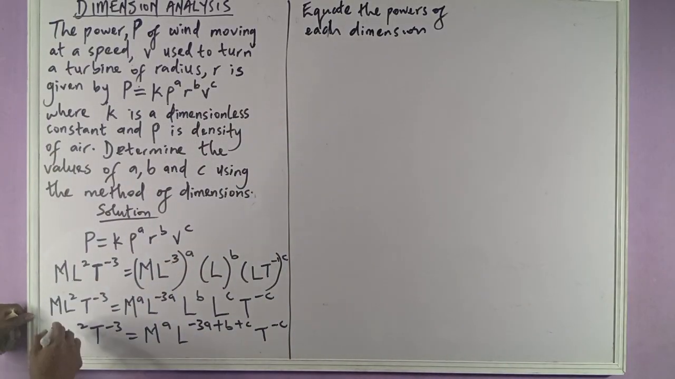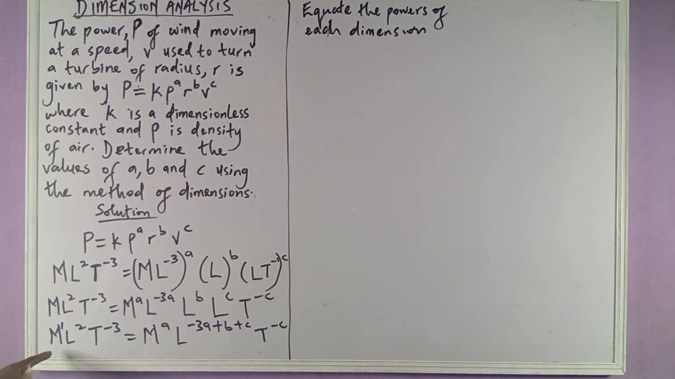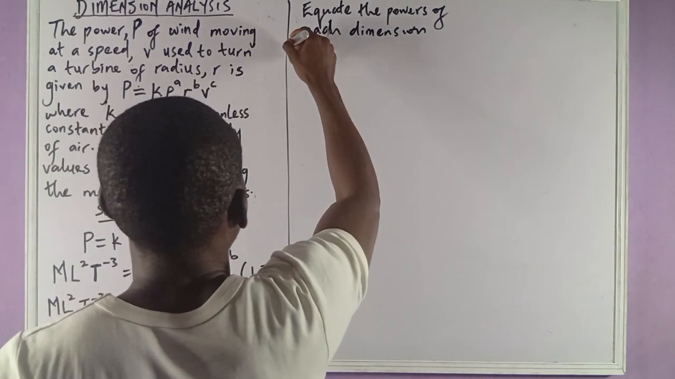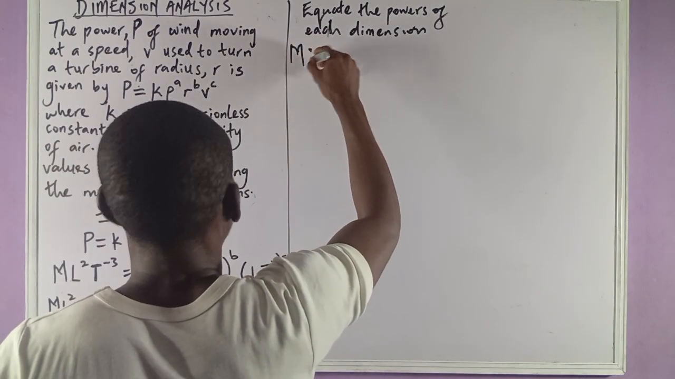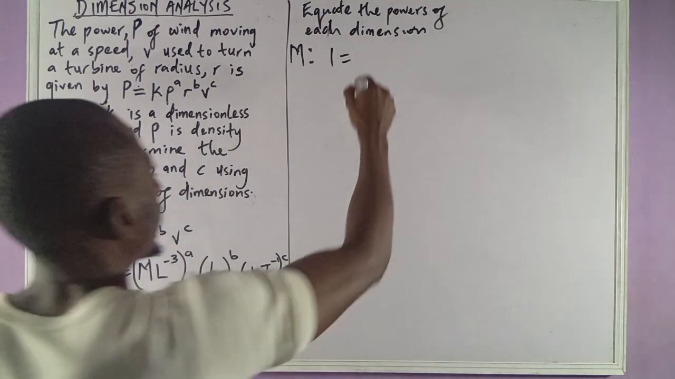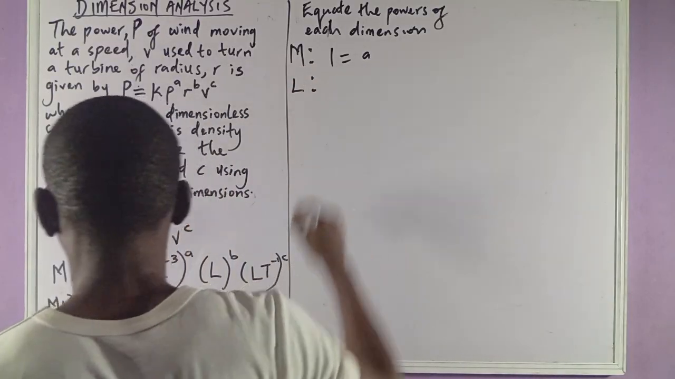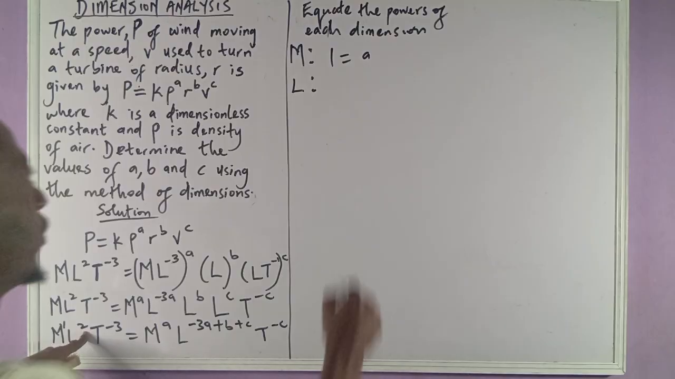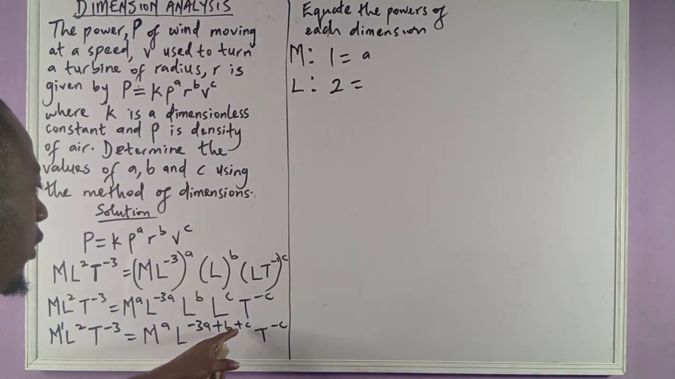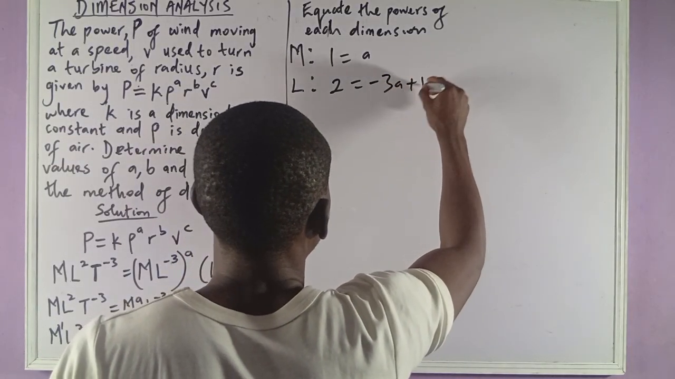I said the power of m here is 1. Anything raised to power 1 is that thing. So we have m raised to power 1 here, which will still give us our m. So for m, that means 1 is equals to A. For L, we have L here has a power of 2, therefore 2 is equals to -3A plus B plus C. -3A plus B plus C.